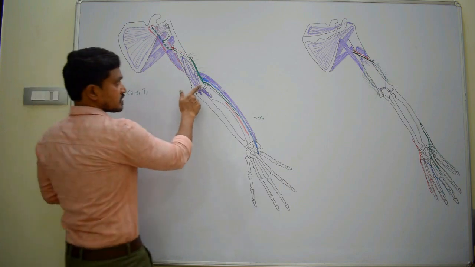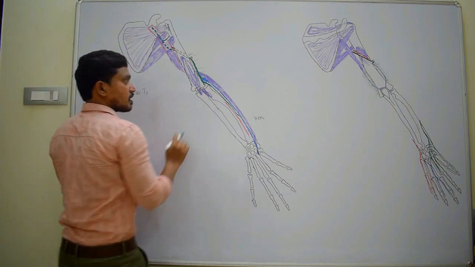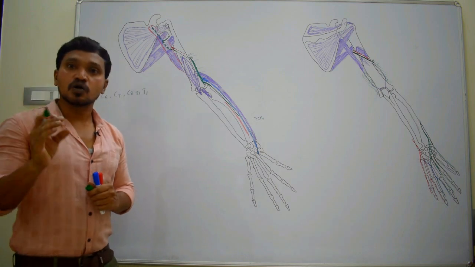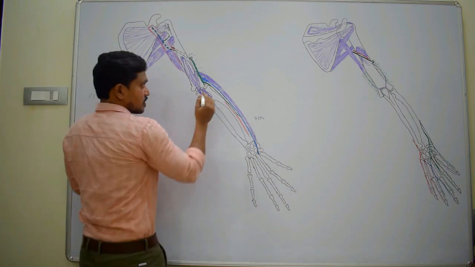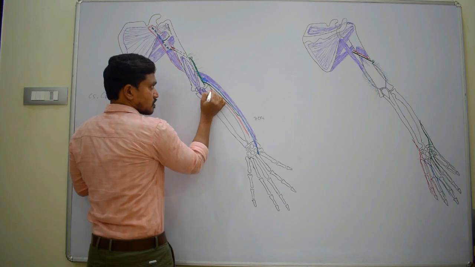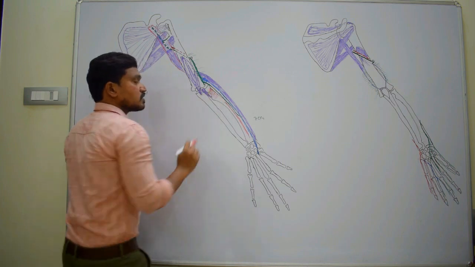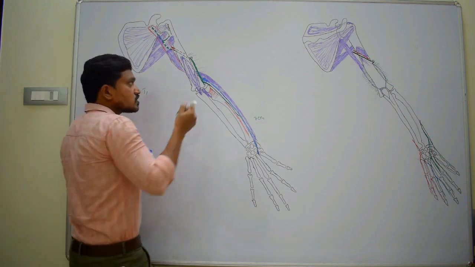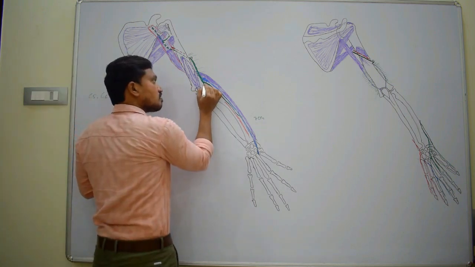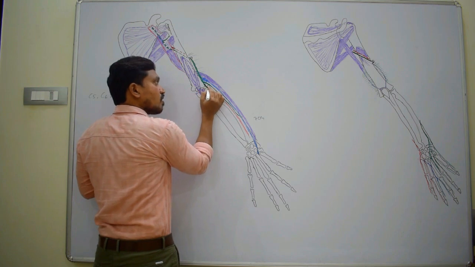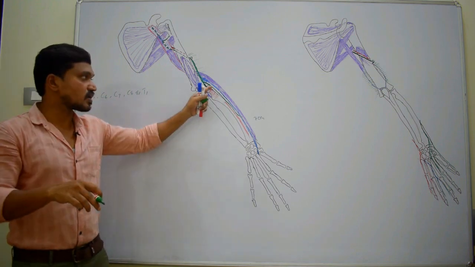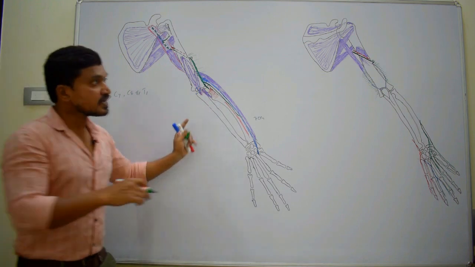See here, this is the deep branch. This deep branch of the radial nerve leaves the cubital fossa, passing in between the two strata of the supinator muscle. Here is the supinator muscle. This supinator muscle has two strata, a superficial stratum and a deep stratum. In between these two strata, this nerve enters and winds around the neck of the radius, within the substance of the supinator muscle.